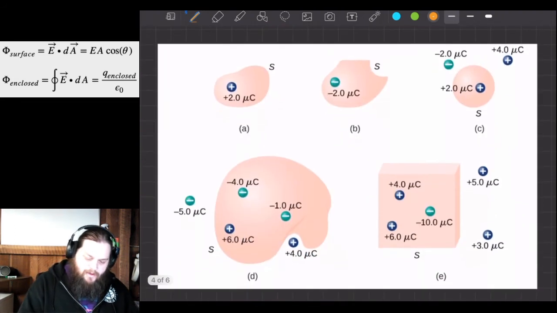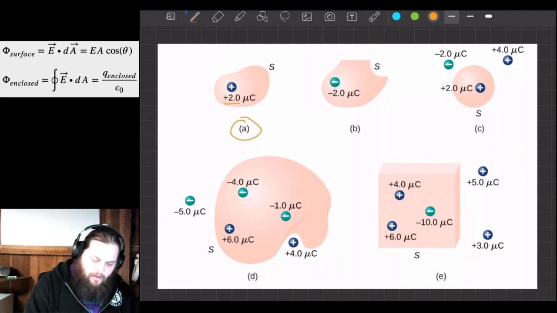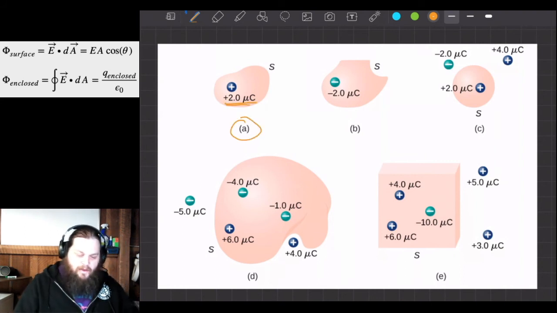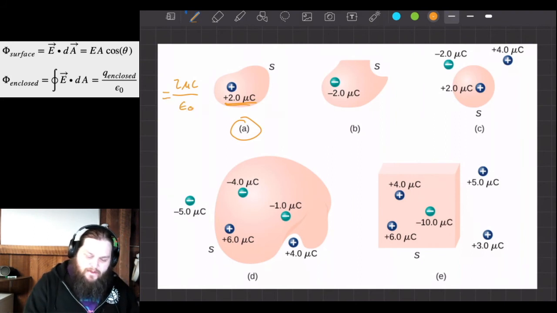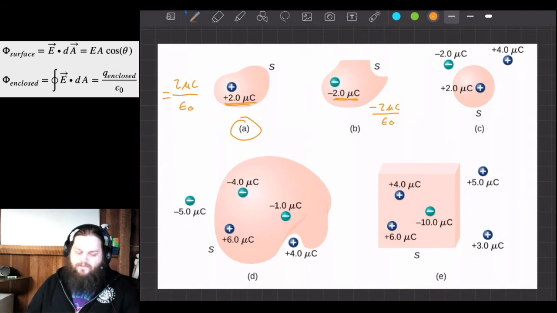Let's look at a few more examples down here. This first one is pretty simple. We have 2 microcoulombs there. We can calculate that because that's going to be just enclosed charge, 2 microcoulombs, divided by epsilon naught. Then that's going to equal our flux. The second one, now we have a negative charge. The only difference now is we have negative 2 microcoulombs divided by epsilon naught for that one.